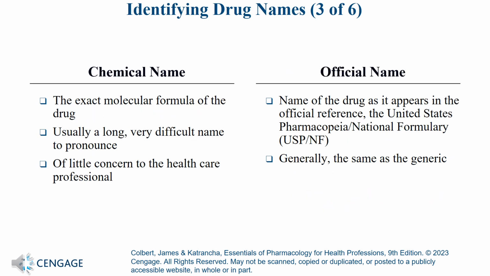Okay, so what does chemical name mean? It is the exact molecular formula of the drug. That's the chemical name. It's very long and very, very difficult to pronounce. And for us as healthcare providers, we do not pay attention to the chemical name. Just saying. The official name is the name of the drug as it appears in the official reference, which is the United States Pharmacopoeia or National Formulary, USP/NF, and usually it's the same as the generic name.